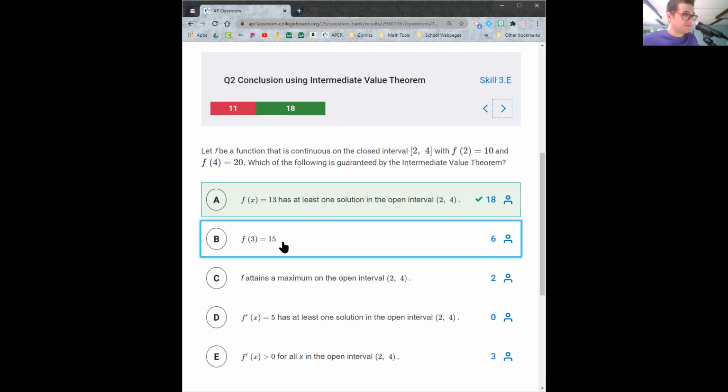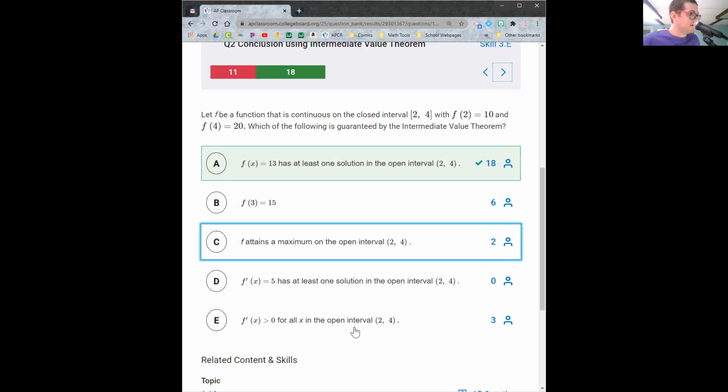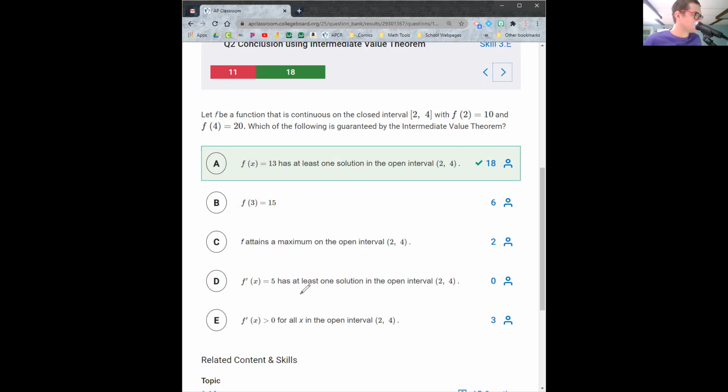We don't know B because we don't know for sure it's a linear function between the two points. And we don't know it attains a maximum. It could, but this is also an open interval, not including the endpoints, so we don't know for sure it's going to attain a maximum there. Also, we don't know the slope's always positive. You could draw a little sinusoidal thing, like if I was going to annotate, if I was going to draw something.